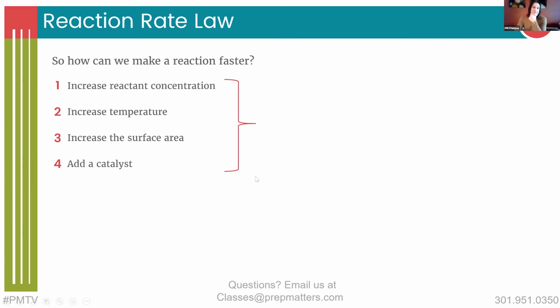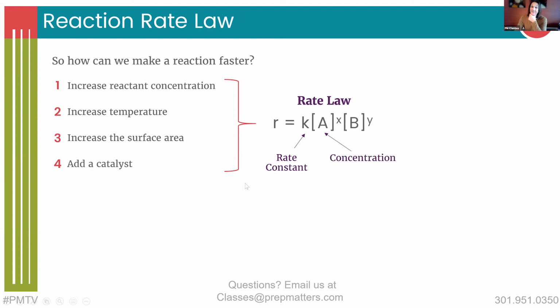But all of that is related to what we call the reaction rate law, the equation that we use to express the reaction rate. The rate law looks like this for our reaction A plus B goes to C. It equals k, which we call the rate constant, times the concentrations of the reactants, not the products, but the reactants, raised to some power. That power is what's called the order of the reaction. So this is x order with respect to A and y order with respect to B. The total order of the reaction would be x plus y.